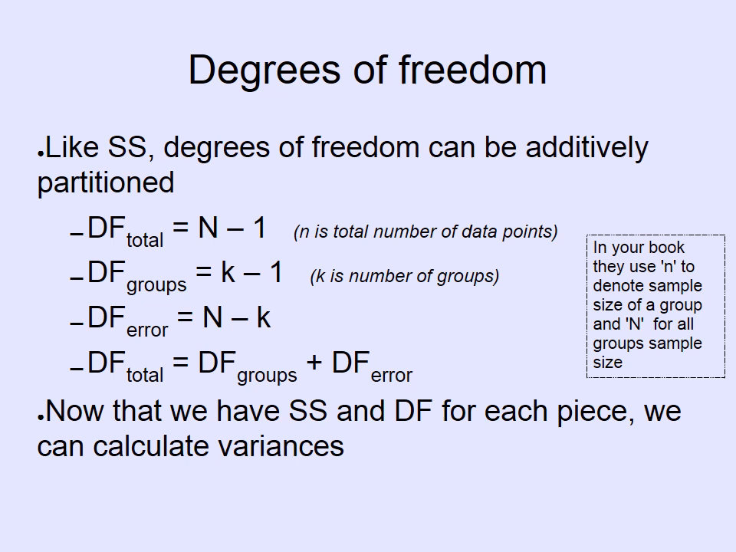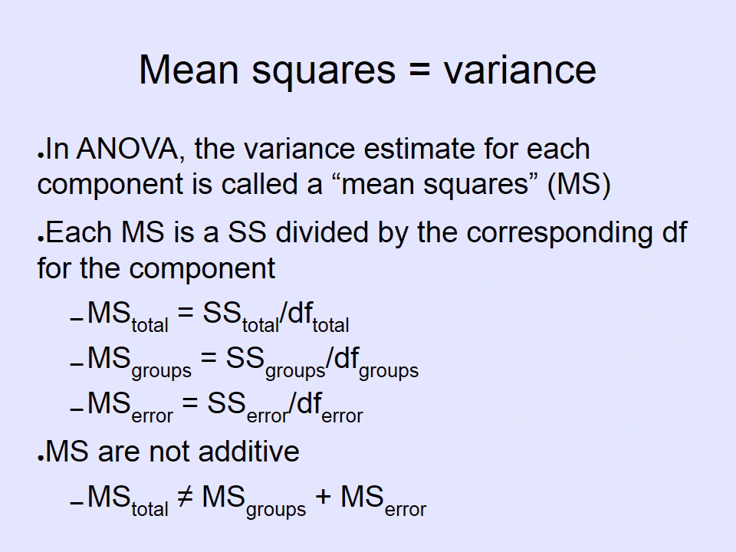So now we can start calculating the variances. All these variances are the mean squares. Mean square is the sum of squares divided by its corresponding degrees of freedom. So mean square total is sum of squares total divided by degrees of freedom total, and so on down the line. The thing to remember here is that the mean squares are not additive. We do not have that relationship anymore because we've divided each by its appropriate degrees of freedom, for the total, the groups, or the error, and that changes the relationship. So it's not additive anymore.